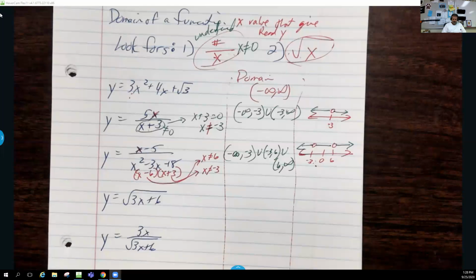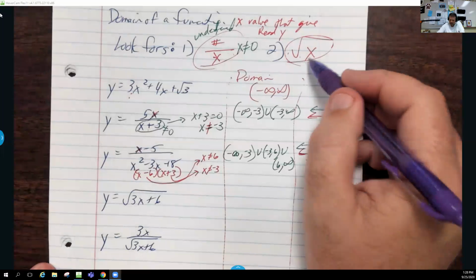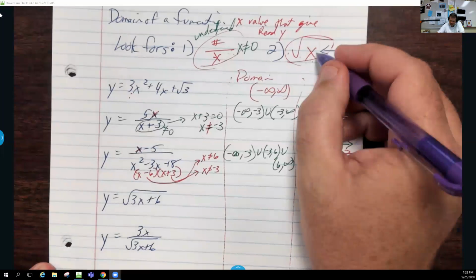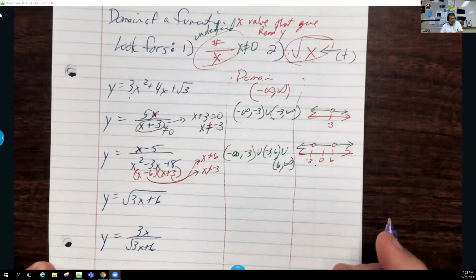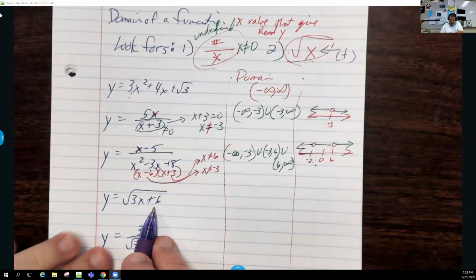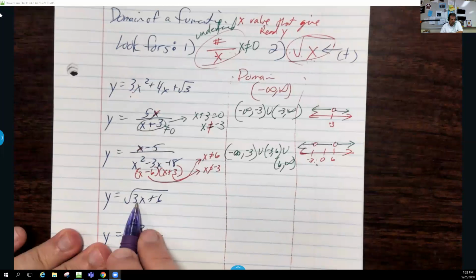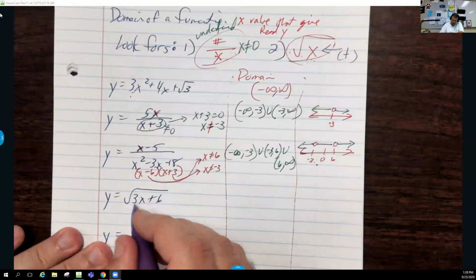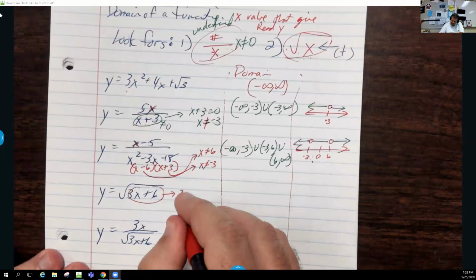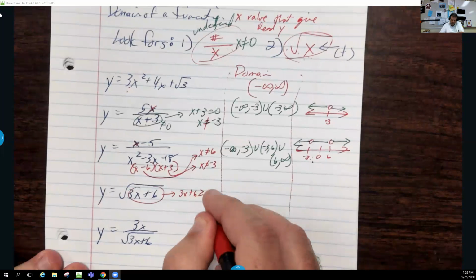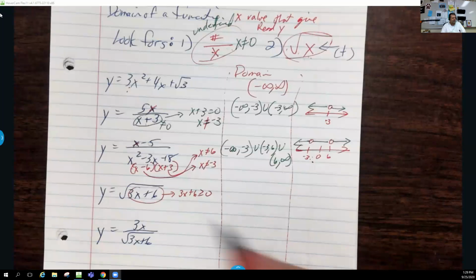Okay, now the next problem, notice we have a square root. Now we're dealing with this up here. And remember, the number in here has to be a positive value. Okay, so when we look at this, this has to be positive when you're done, or 0. So we're going to take this value, set what's inside greater than or equal to 0. Okay, because it can be 0, you can take the square root of 0, which is 0.